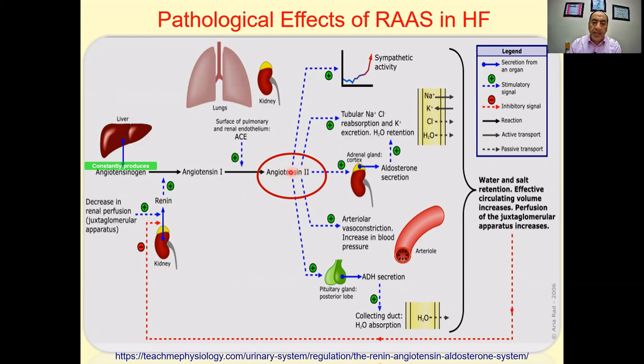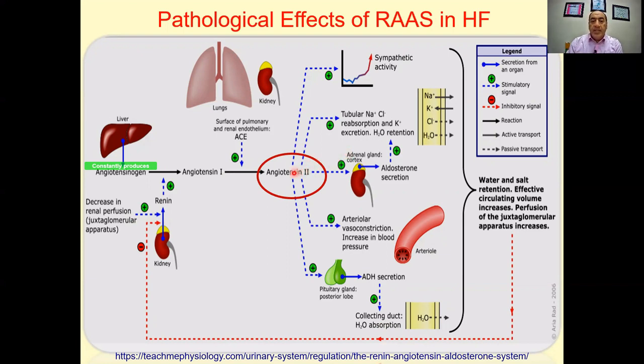This is the core of most of the issues associated with the RAS system in heart failure. So angiotensin 2 itself can induce sodium and water retention, or reabsorption. It also induces aldosterone secretion, which itself also causes sodium and water retention. In addition, angiotensin 2 activates antidiuretic hormone secretion, and this hormone also causes water absorption. All of these effects will increase the blood volume and increase preload.